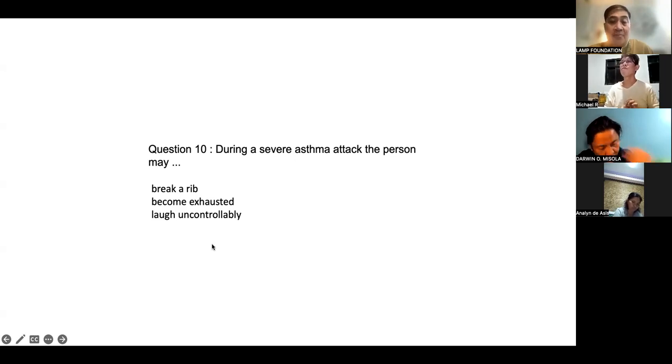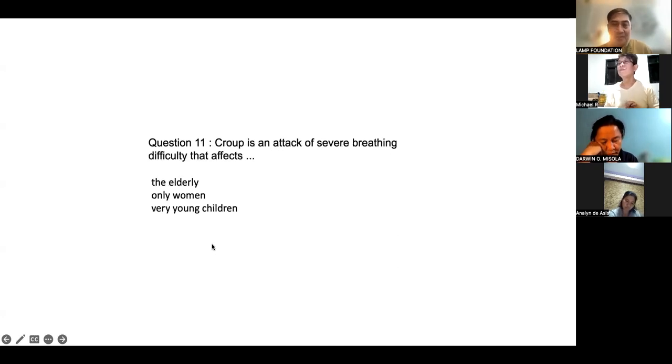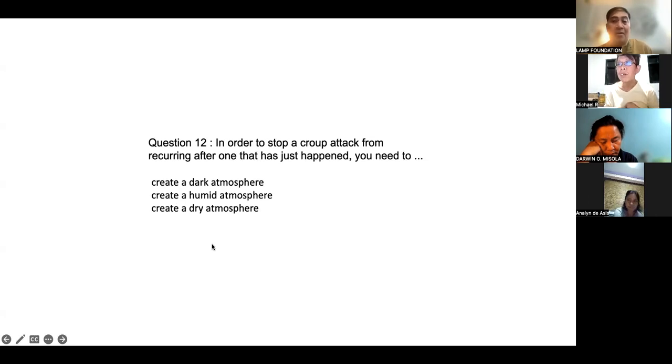During a severe asthma attack, the person may become exhausted. Croup is an attack of severe breathing difficulty that affects very young children. In order to stop a croup attack from recurring after one that has just happened, you need to create a humid atmosphere. Kailangan mo ng humidifier.